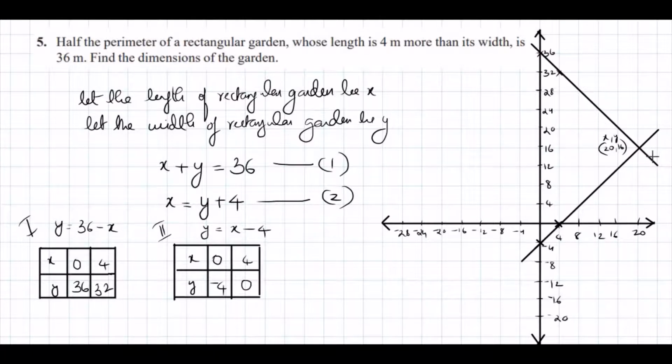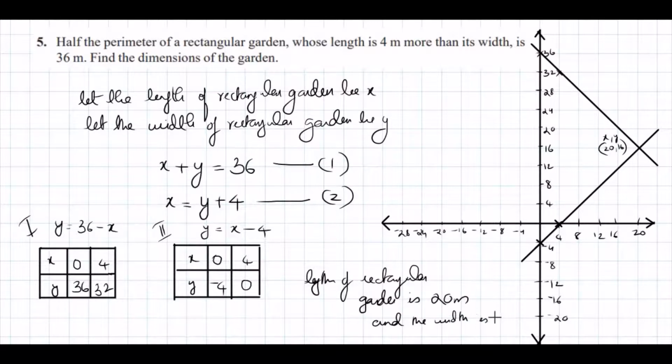So when you draw the straight line, you can see both these lines intersect at one point. That means only one solution is possible for this pair of linear equations in 2 variables. That is, you will have only one value for length and breadth. So you can write length of the rectangular garden is 20 meter and the width is 16 meter. That is, you can see here x is the length and y is the width. So 20 plus 16 is 36. Similarly, it's given length is 4 more than its width. So length is 20. 20 is 4 more than 16.